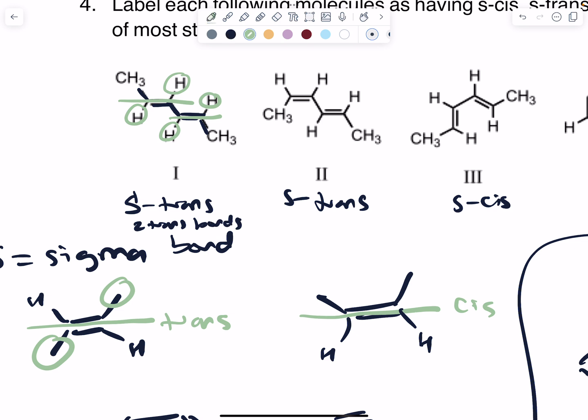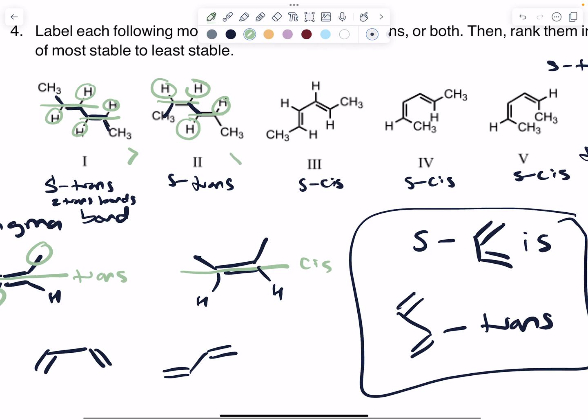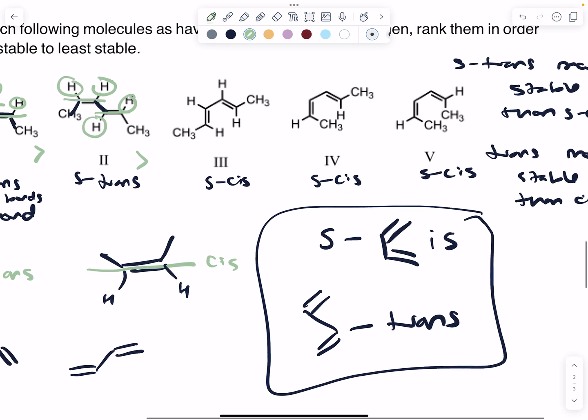Now, the one here, number 2, has a cis bond. You can see these two hydrogens are on the same side of the double bond. So that means it has one cis bond, and then over here it has a trans bond. So between these two, 1 is more stable than 2. And we know that 2 is more stable than all of these S cis's because it's still S trans.